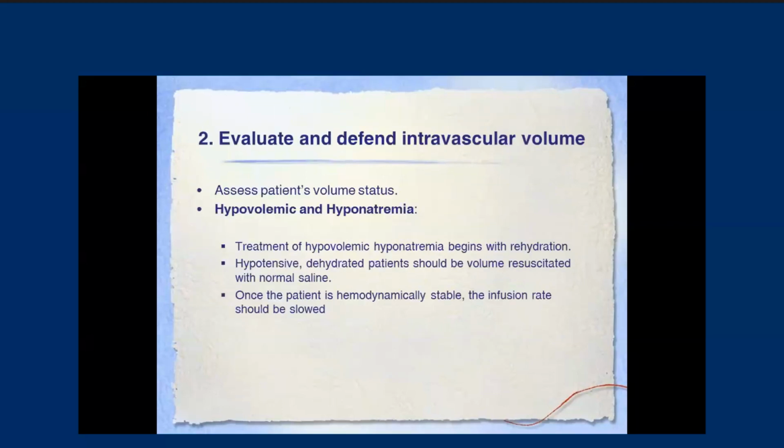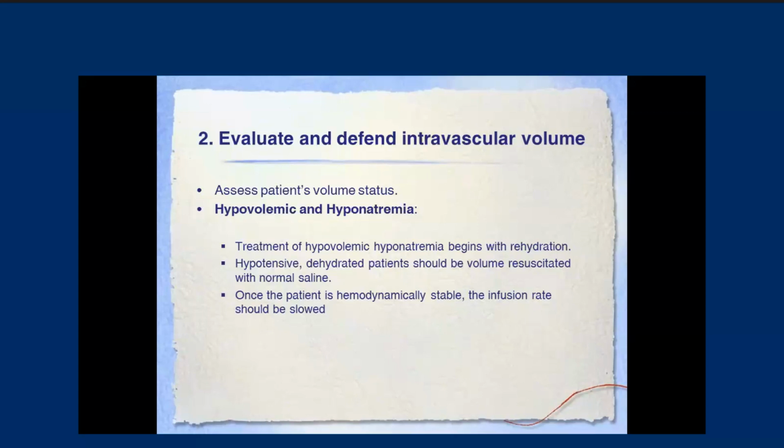Once the severe symptoms have abated, the second principle is to evaluate and defend the intravascular volume. So in patients with hypovolemia and hyponatremia, like secondary to dehydration, diarrhea, or vomiting and fluid loss, the first thing we need to do is to rehydrate these patients, unless they have severe symptoms. So hypotensive, dehydrated patients should be volume resuscitated with normal saline.